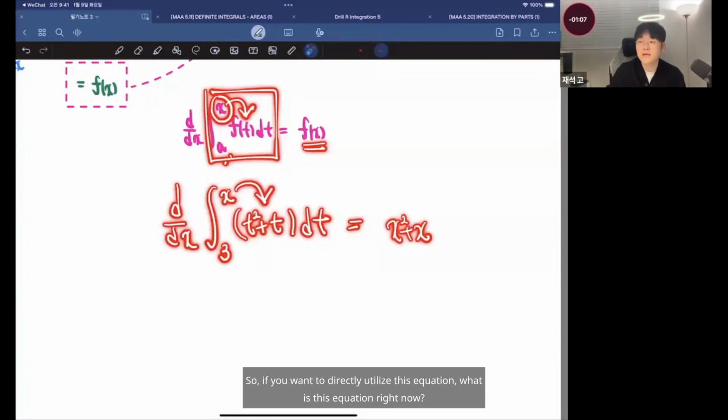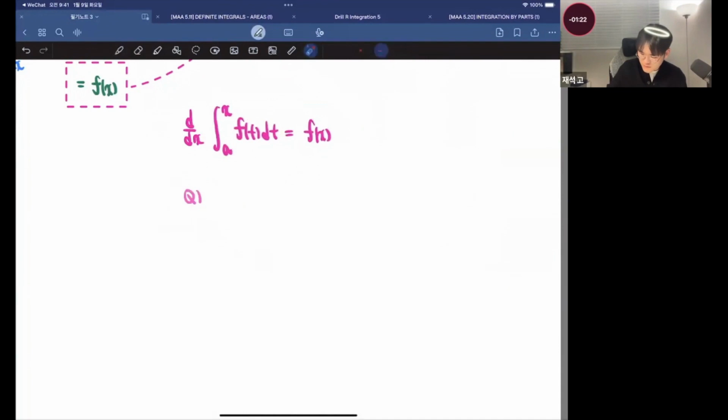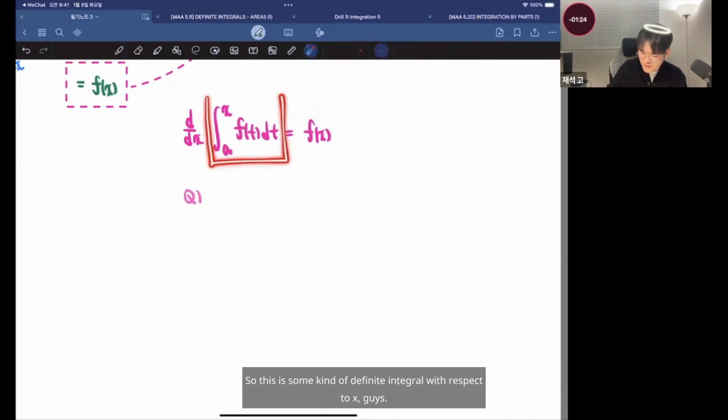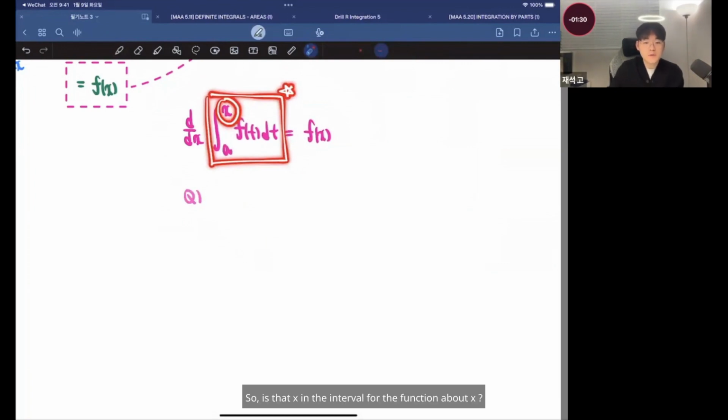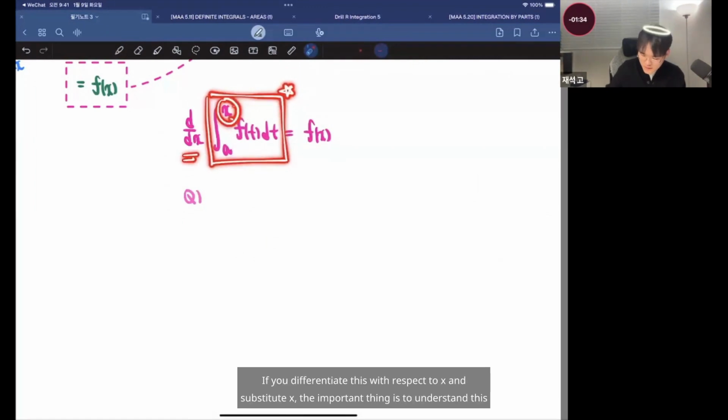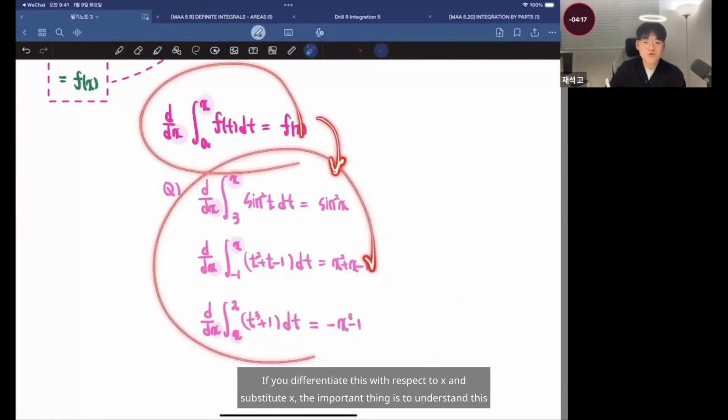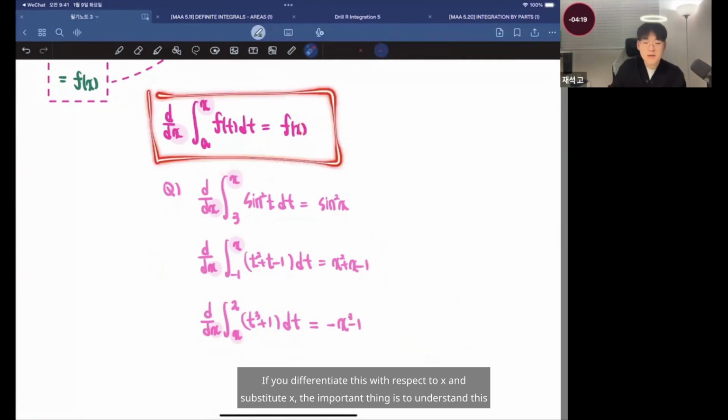So if you want to directly utilize this equation, what is this equation right now? So this is some kind of definite integral with respect to x, guys. Because x is involved, what do you think this function is? So is that x in the interval for the function about x? If you differentiate this with respect to x and substitute x, the important thing is to understand this equation.